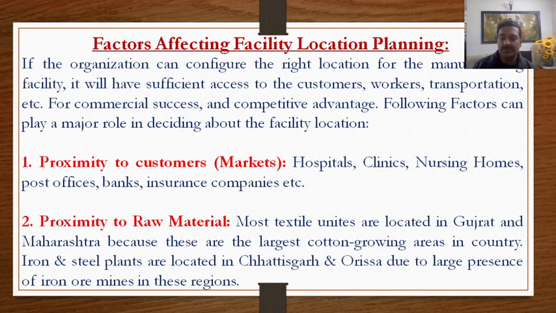The second thing is proximity to raw material, and here I have given a few examples like iron and steel plants are located in Chhattisgarh and Orissa due to the large presence of iron ore mines in these regions. So whenever we plan our facility location, we should take care that it should be near the raw material we need to provide our products or services.